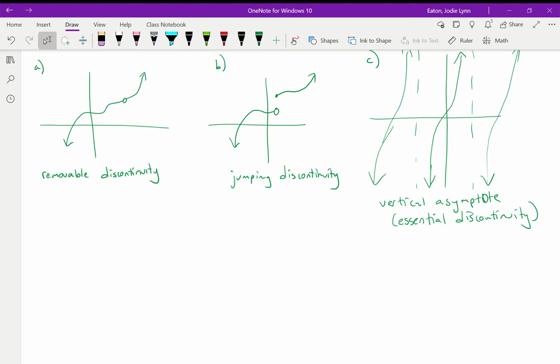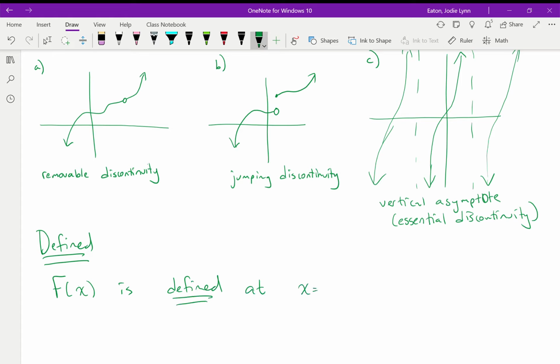What does it mean for a function to be defined at a point? f of x is defined at x equals a if f of a exists. In order to be a function, of course, we have to have an f of a. It has to be some definite f of a.